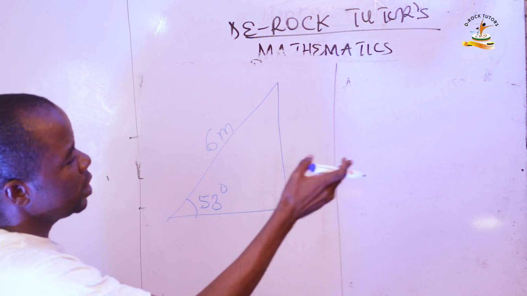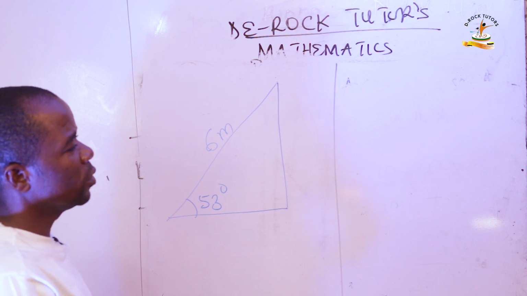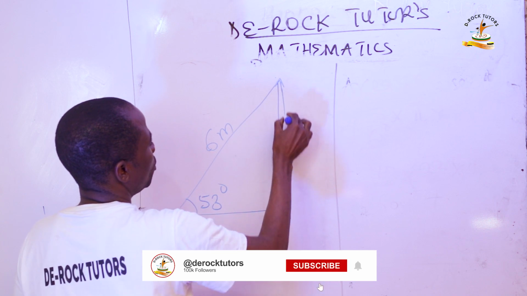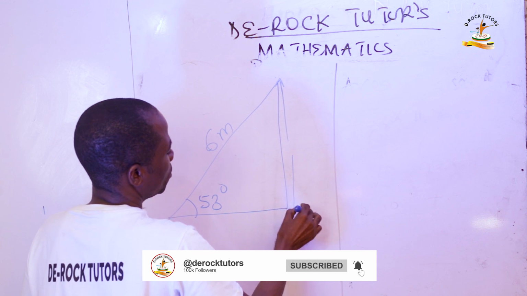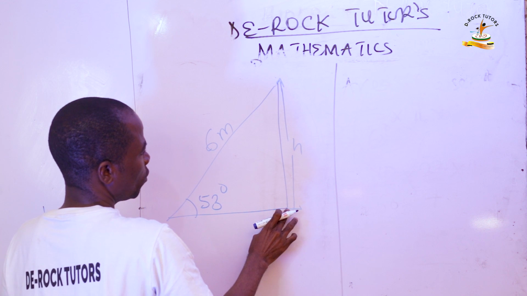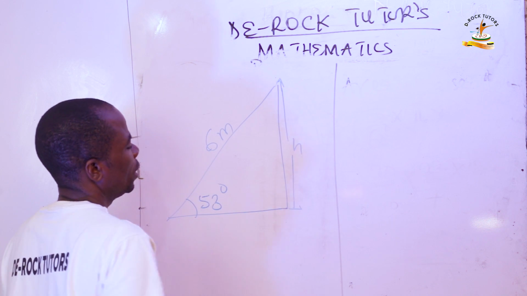Then we are asked to calculate how high up the wall the ladder reaches. So that's here to this. That's h, how high from the foot of the wall the ladder reached.